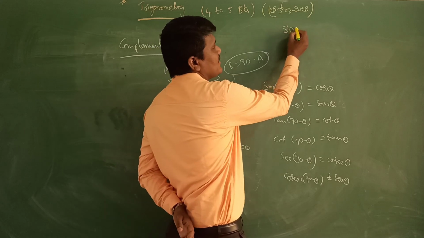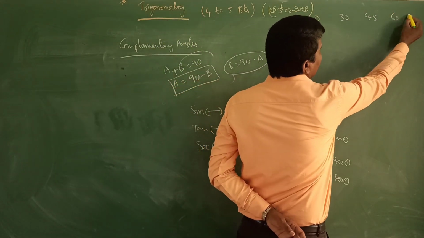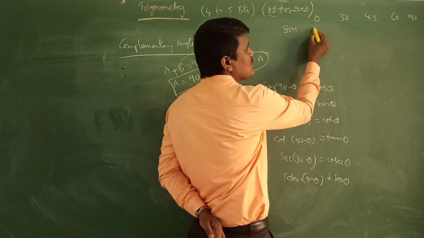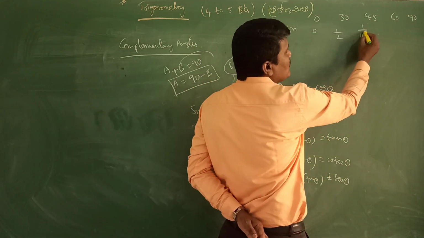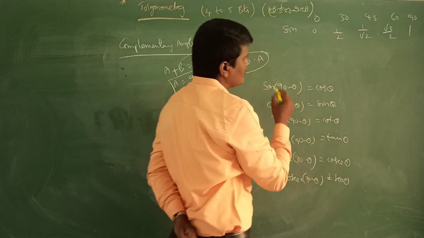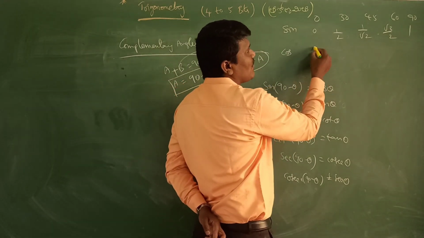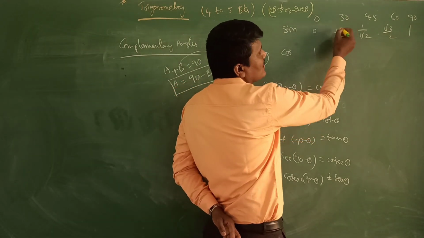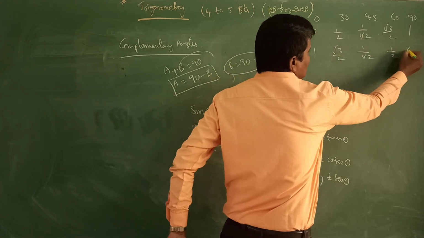Suppose we have the angles 0, 30, 45, 60 and 90. Sin 0 is 0, sin 30 is 1 by 2, sin 45 is 1 by root 2, sin 60 is root 3 by 2, sin 90 is 1. For cos, cos 0 is 1, cos 30 is root 3 by 2, cos 45 is 1 by root 2, cos 60 is 1 by 2, cos 90 is 0.